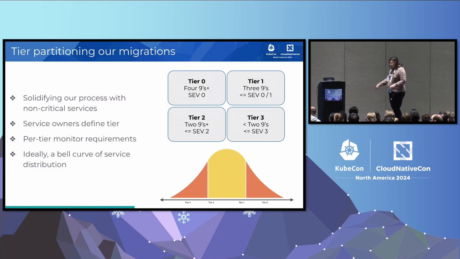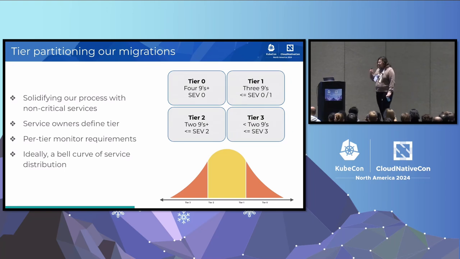So as you have service owners do this, you'll tend to see a pretty even bell curve distribution, where your highly critical services are going to be like, yes, absolutely, we are tier zero services. You have services that are like, hey, we could go down for a week. We don't really care. We're background workers, jobs, et cetera. We can go into tier three. And then your defaults are going to be a lot of tier twos and tier ones as people who are kind of nebulous in that space and could use some further distinction.